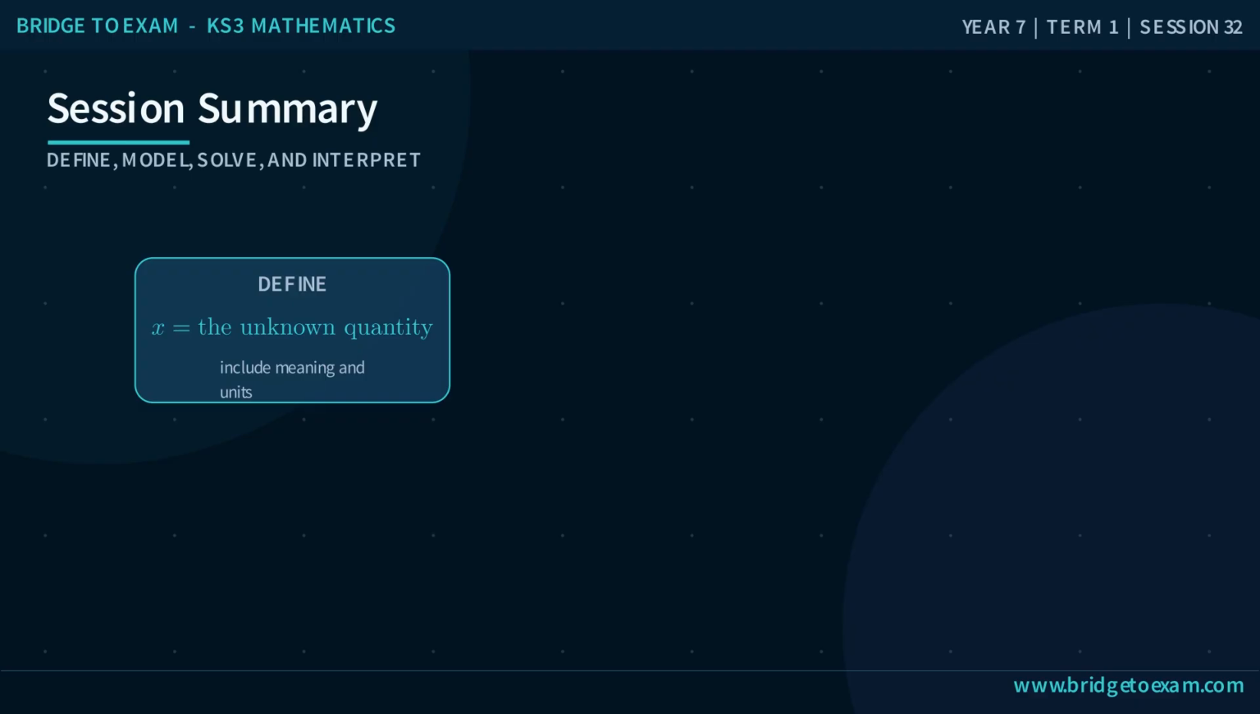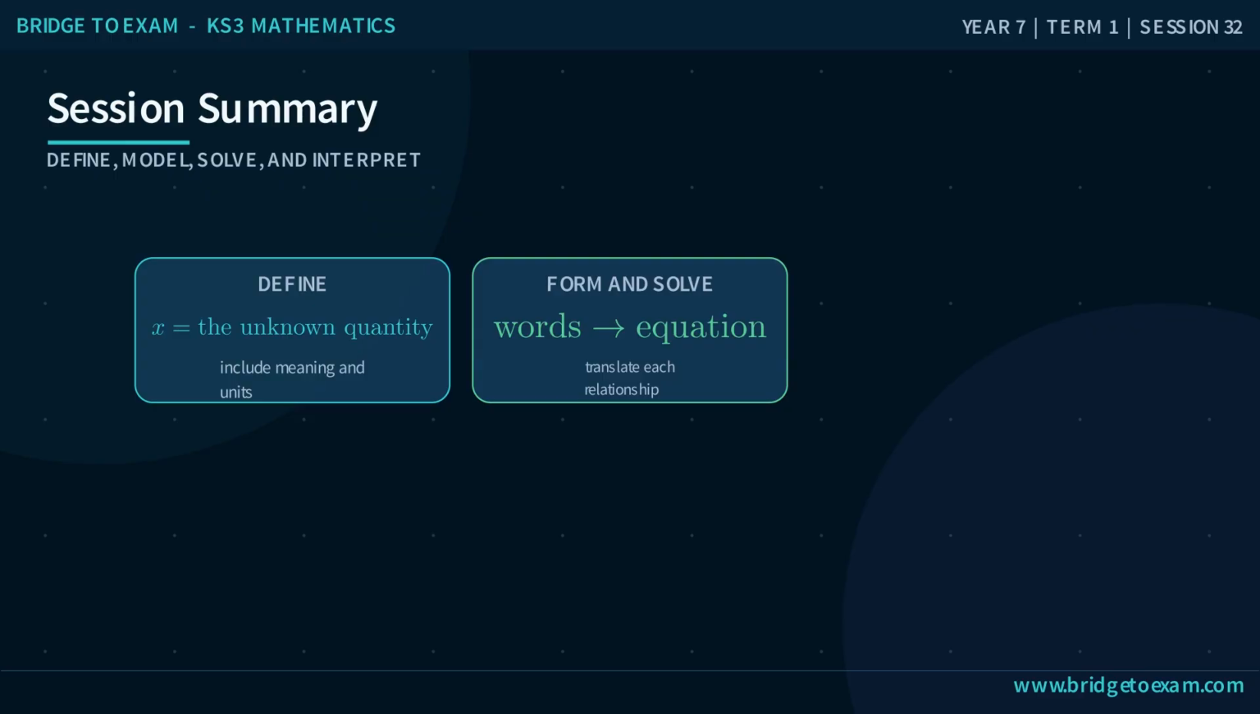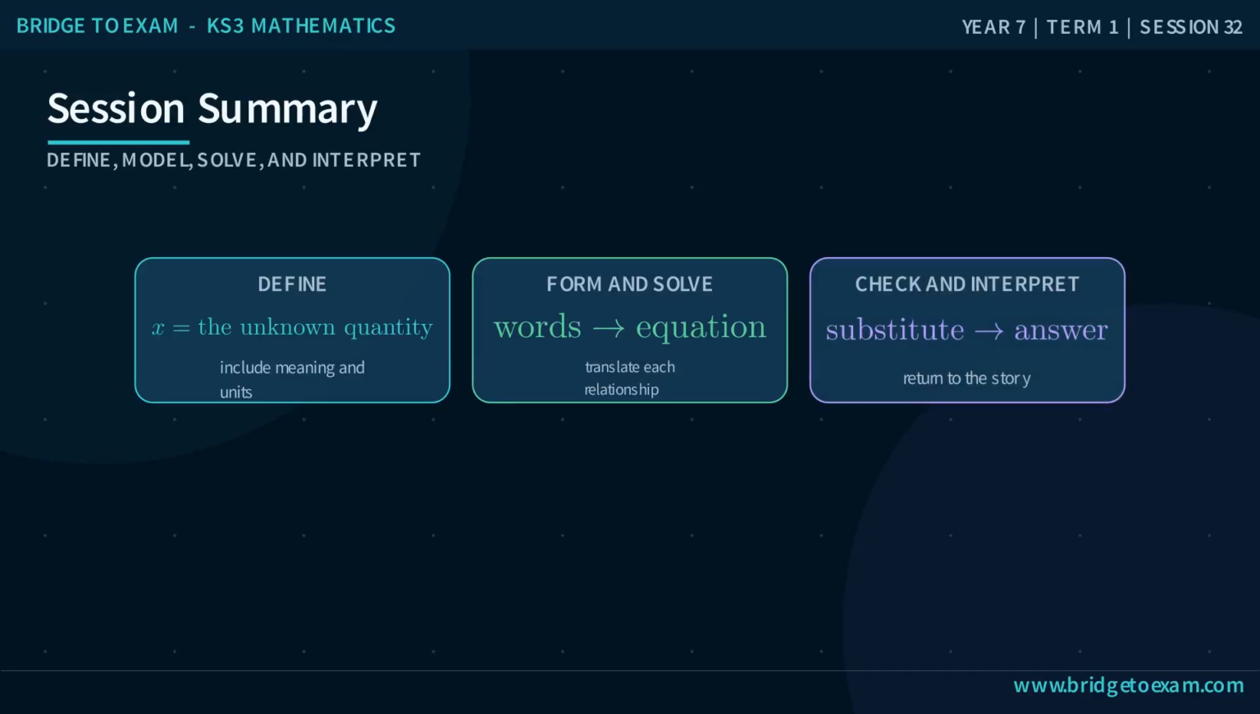Let's wrap up. Define the unknown clearly, including what it measures. Translate the relationship phrase by phrase and use an equal sign only where the story says quantities match. Solve the equation, substitute to check, and state the answer with its meaning and units.